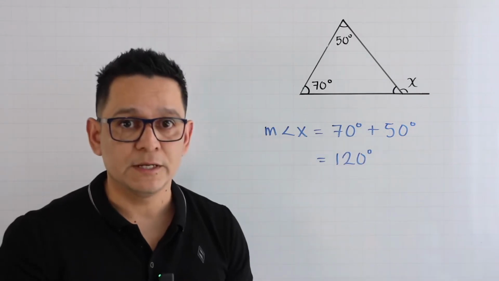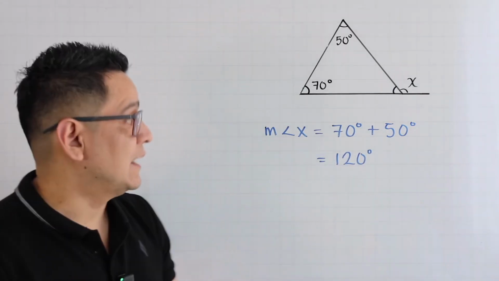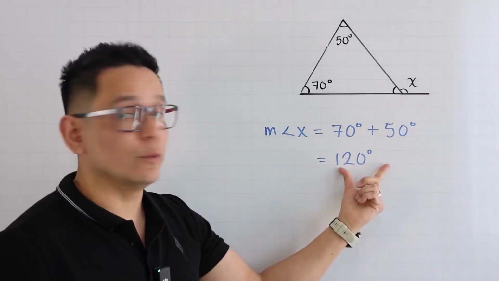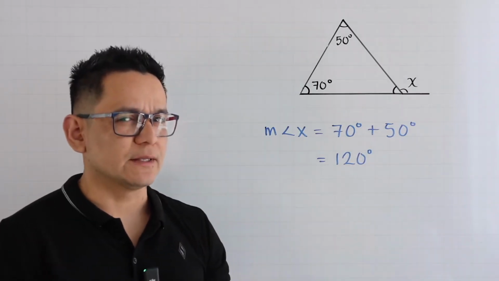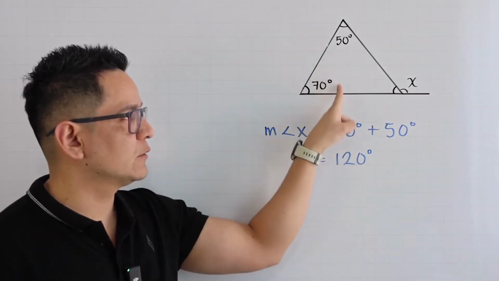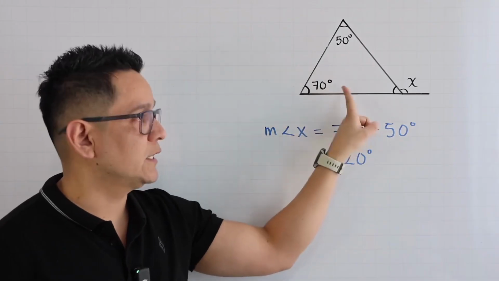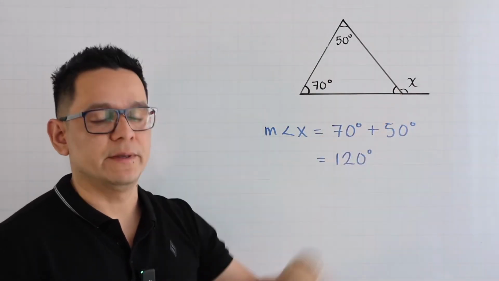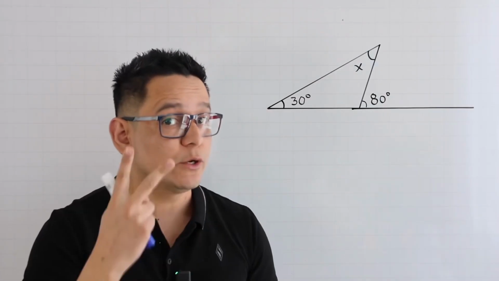Done. That's it. It's that simple. So the measure of this angle is 120 degrees. You understand why, right? By adding these two angles, which are interior and not adjacent to x. Let's make it a bit more complicated. Exercise number 2.